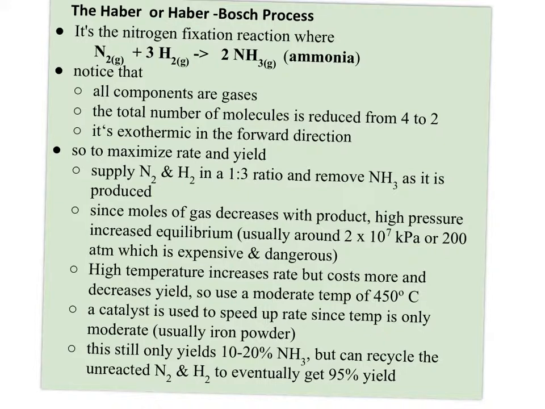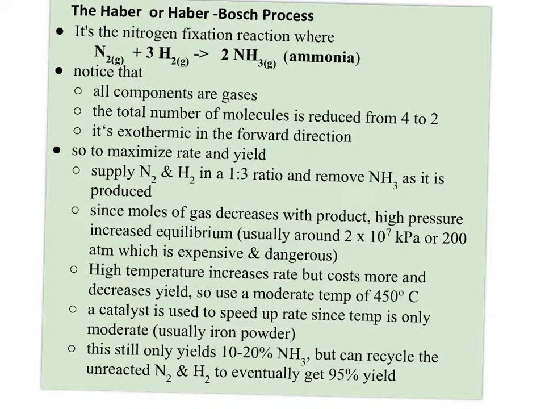So one way to maximize the rate and the yield is to supply the nitrogen and hydrogen in a 1-to-3 ratio. Okay, so it's the optimum ratio. And then remove NH3 as it's produced. So keep a constant supply in that 1-to-3 ratio, but remove product. So that's going to help drive your equilibrium to the right.